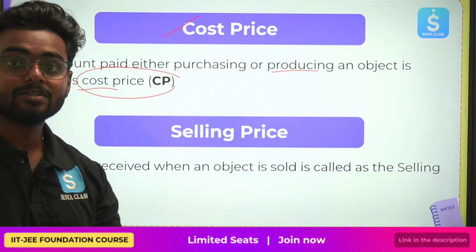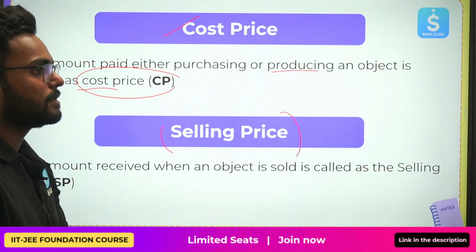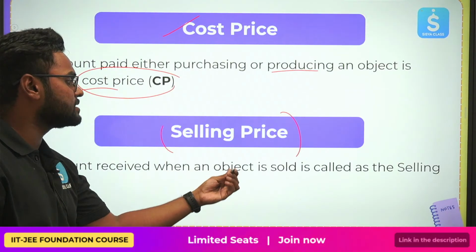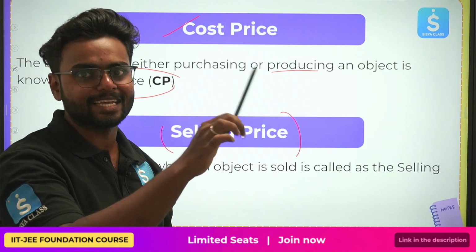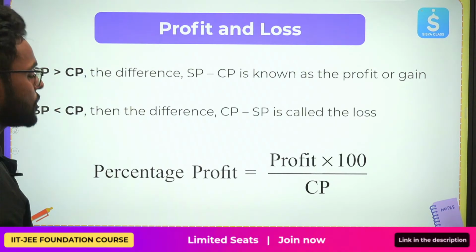Now coming to selling price. This is the price at which we sell to obtain any profit, right? The amount received when an object is sold. If I am selling this pen to someone, that will become the selling price at which I am selling this, right? Okay. Now coming to profit and loss.